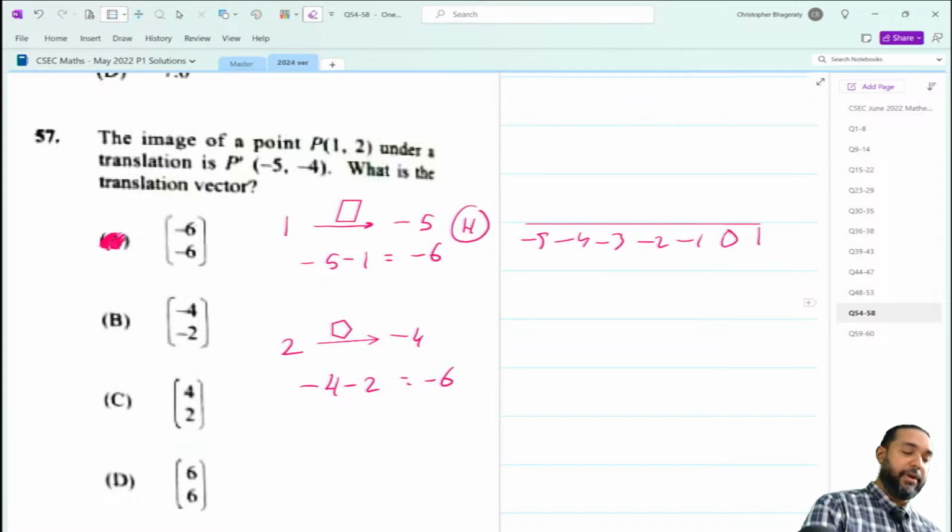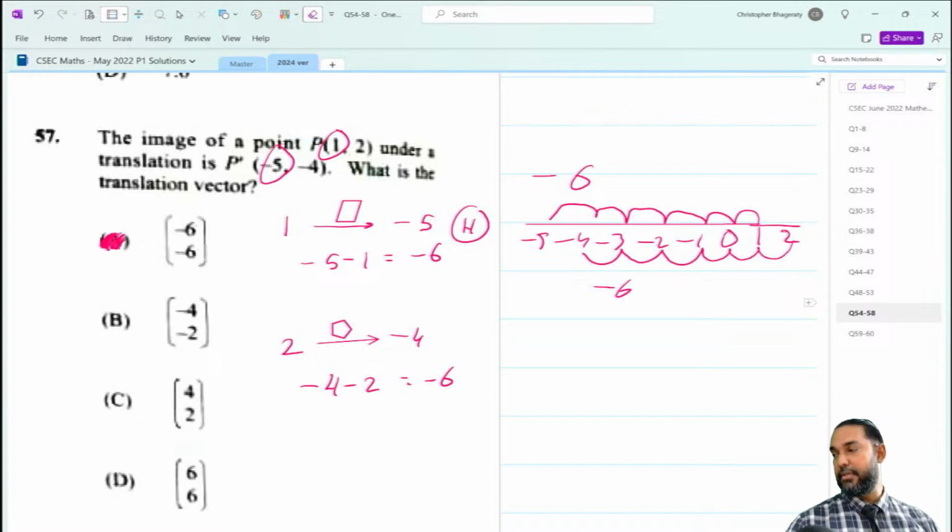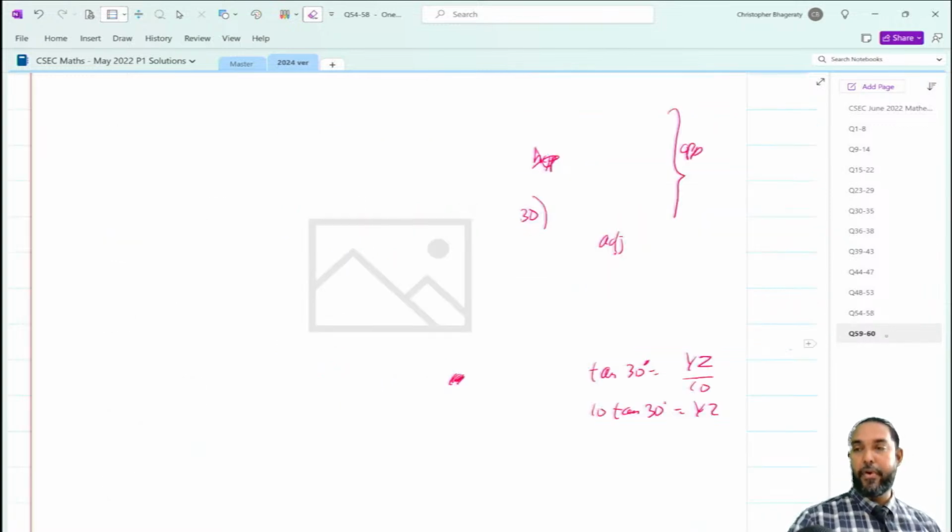That was the horizontal shift, right? From 1 to -5: 1, 2, 3, 4, 5, 6. So you have 6 to the left, which is -6. And the similar thing with from 2 to -4: 1, 2, 3, 4, 5, 6 to the left. So yeah, Logan, -6 and -6. All right.